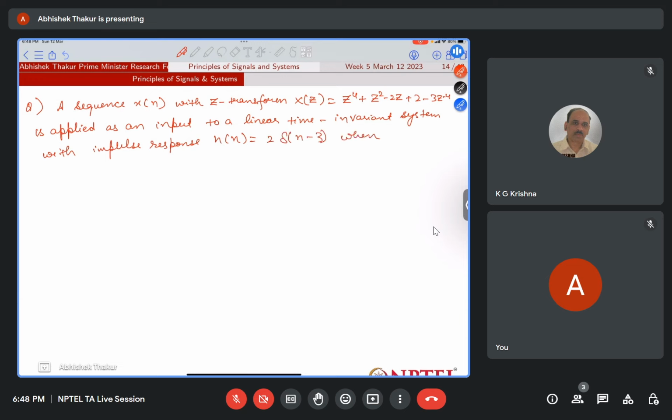Here this is the impulse response function, that is δ[n] is equal to 1 for n equal to 0. It is 0 otherwise. So find the output at n equal to 4. Here the Z transform of x[n] is given, and the system impulse response is h[n] = 2 δ[n-3]. So we will see how to find it.